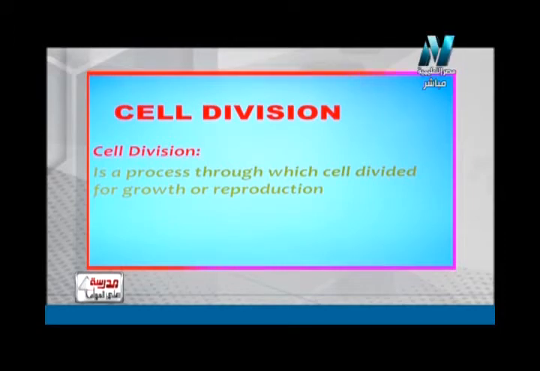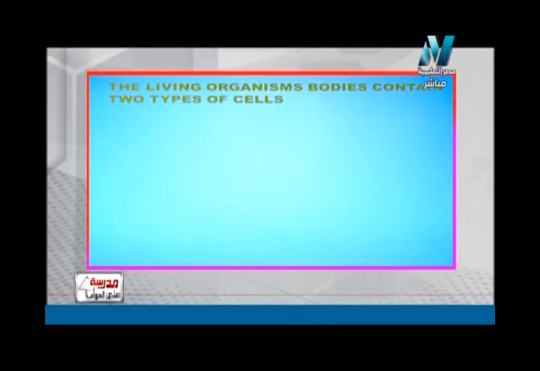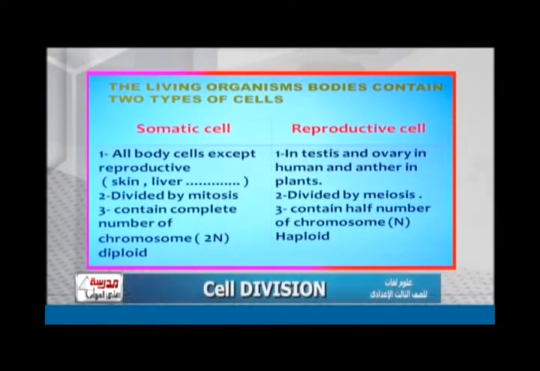Okay, how many types of cells are inside your body? We have two types of cells inside our body. The first cell we call somatic cell, and the other is called reproductive cell. So our body consists of two types of cell. What's the difference between them? The question: compare between somatic and reproductive cell, or what's meant by somatic cell and what's meant by reproductive cell.